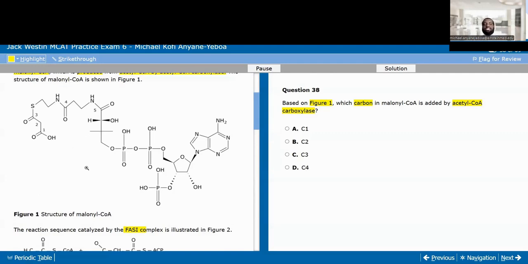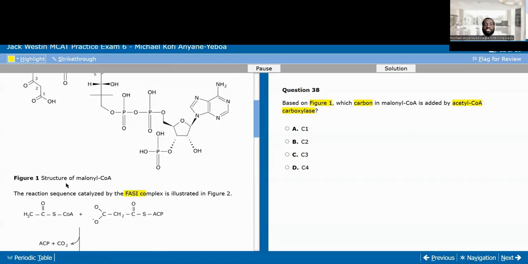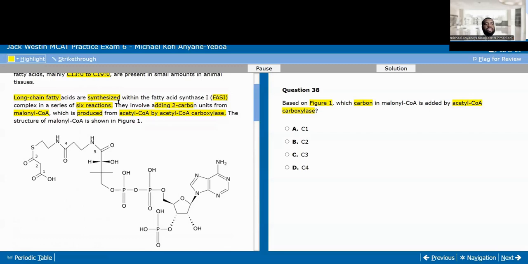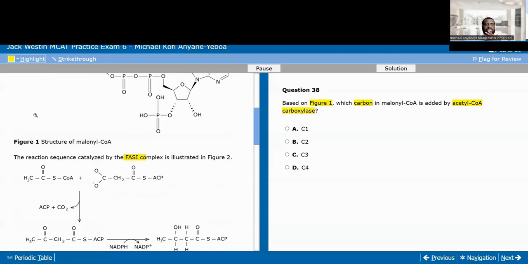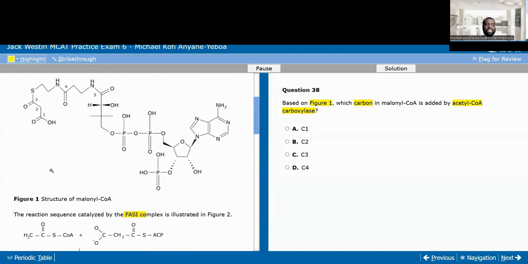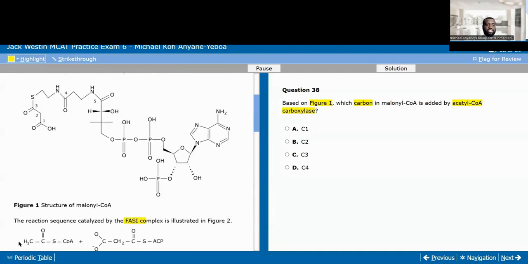All right, so let's look at this. It said, which carbon in malonyl-CoA is added by acetyl-CoA carboxylase? We read in the first paragraph that there's an addition of 2 carbon units from malonyl-CoA to fatty acid synthesis, right? And we read that the malonyl-CoA is produced by acetyl-CoA. I don't know if they have a structure here. They have a structure of acetyl-CoA here. So we're using this structure. I can try and see where in this structure acetyl-CoA is placed, right?